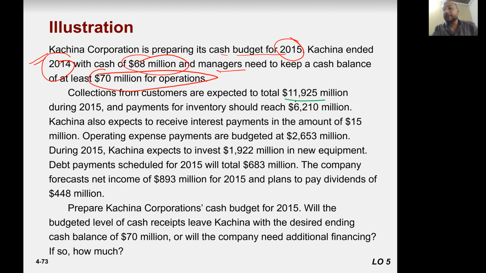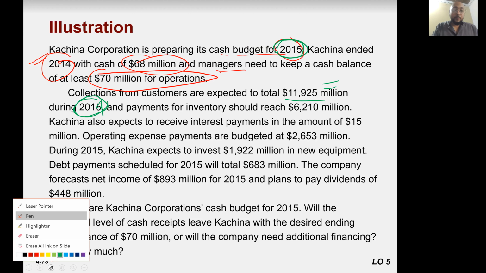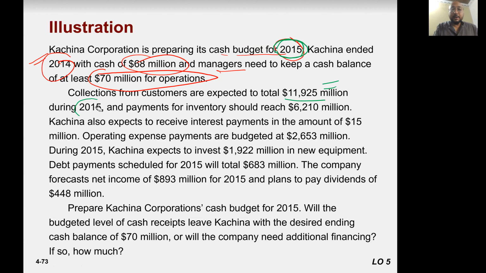So cash collection from customers is 11,925 million. And remember, pay very close attention. You are making the 2015 cash flow. This must be collected in 2015 as well. Because sometimes the author or the instructor is going to test you by writing down 2014 and 2015 as well. So you need to be very careful which year you are making the cash budget and which year this collection is for.